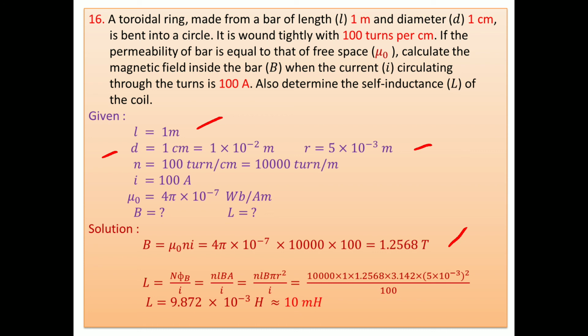And thereafter, substituting these values, you get here 10,000 into 1 into 1.2568 into 3.142 into 5 into 10 raised to minus 3 whole square upon 100. And after calculation, you get here 9.872 into 10 raised to minus 3 Henry, or 10 millihenry.